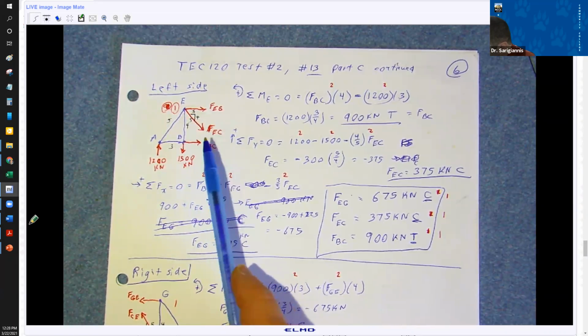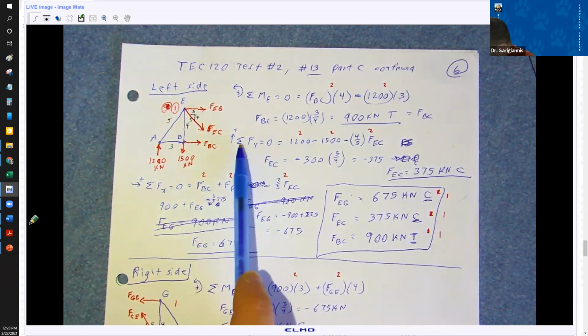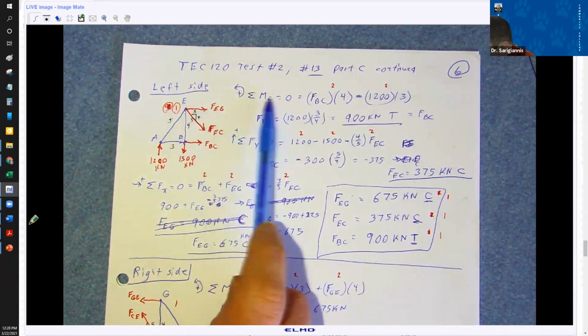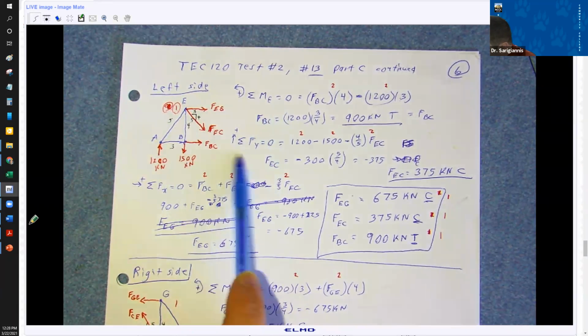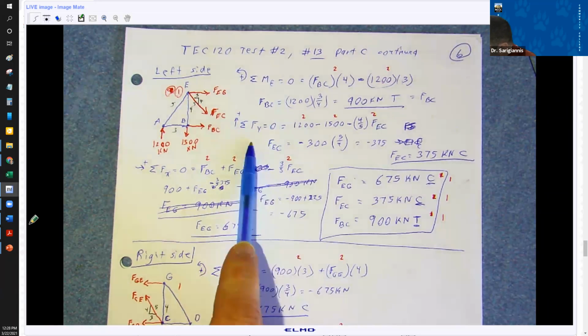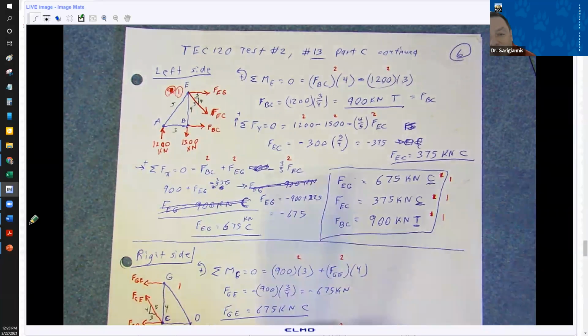So what can I get that I know? Well, I can do two things. I can start by eliminating these two forces and do some of the moments about E, or I can just look at the Y components and do it that way. So either one of these would be okay to start with.